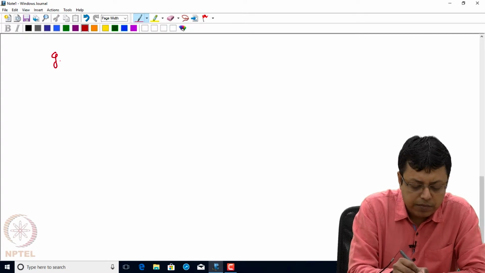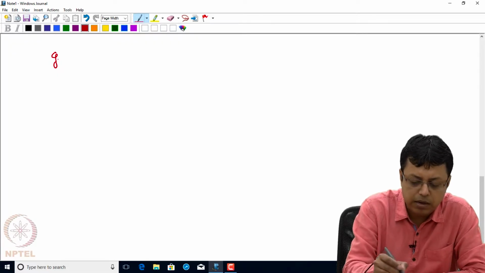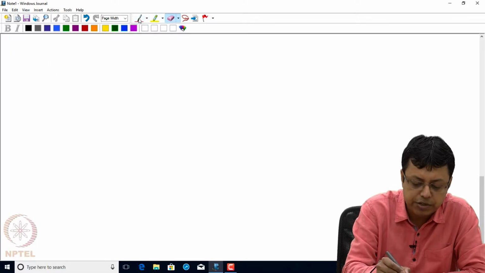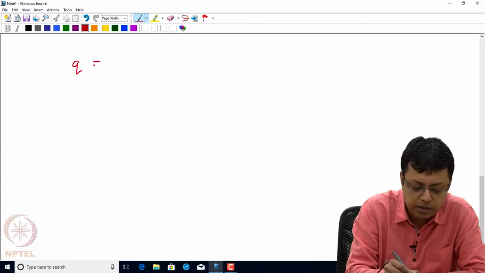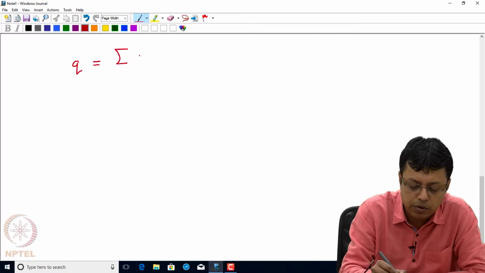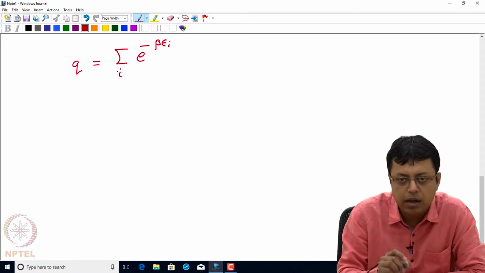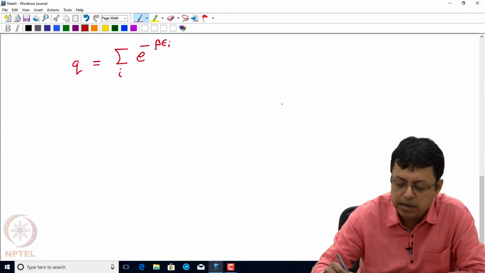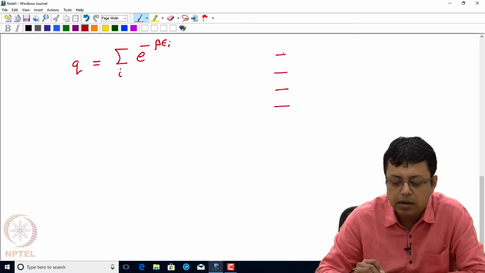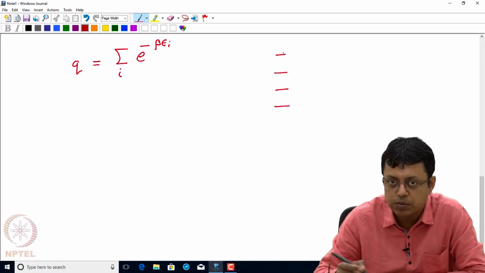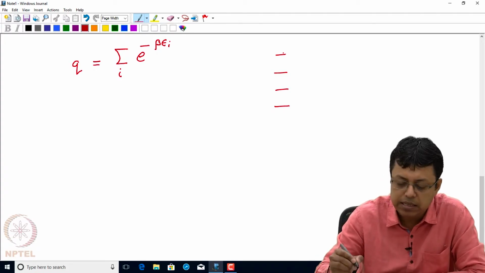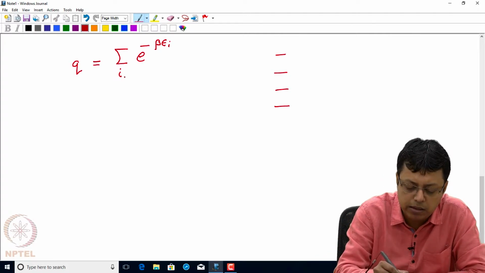So the partition function was defined, as in the previous section, as the molecular partition function: the sum over energy levels of e to the power minus beta epsilon i. Now this i, remember, we said that we have some energy levels, and each energy level in this case has one particular state, meaning this sum is actually over the energy states.